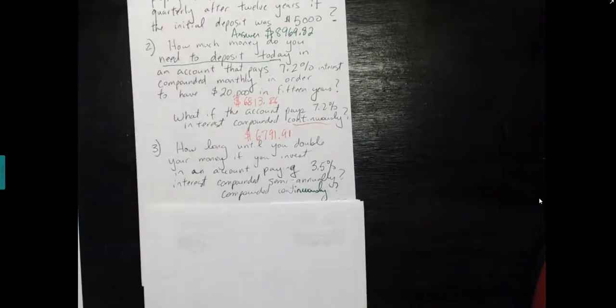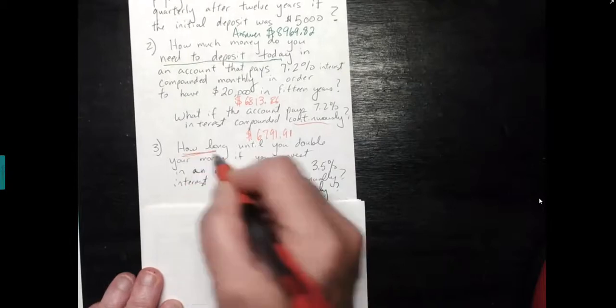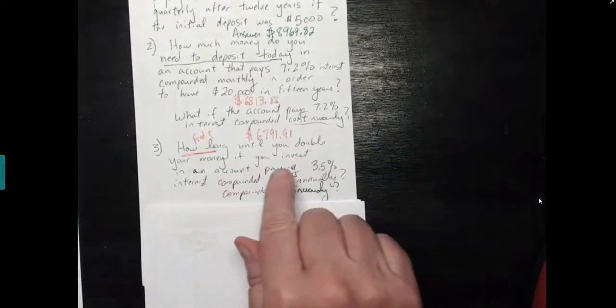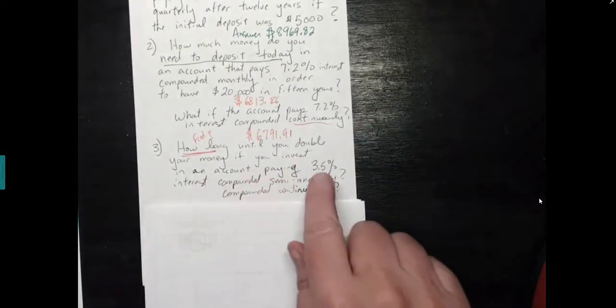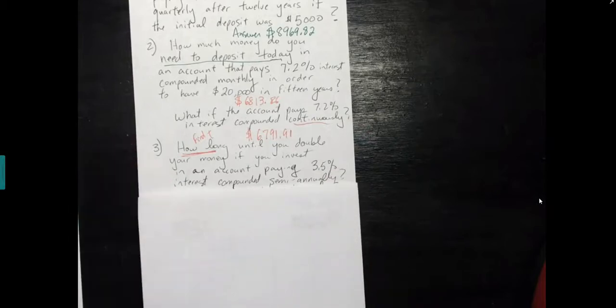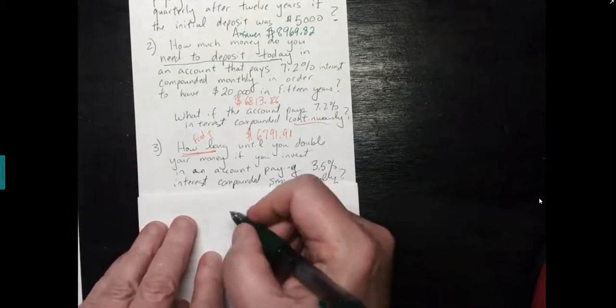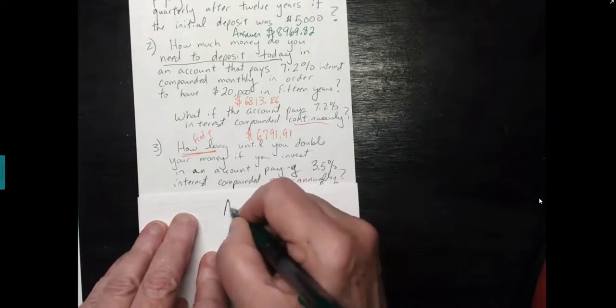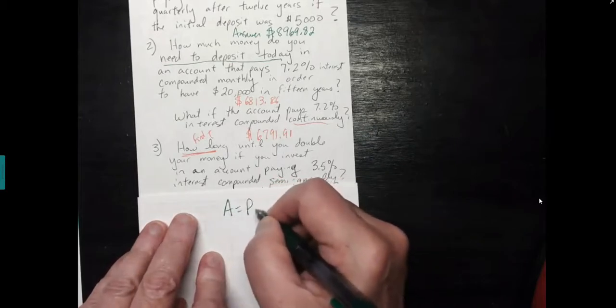Okay, let's look at this third part. How long? Whenever you see the words how long, it means you have to find T, time. How long until you double your money if you invested in an account paying 3.5% interest compounded semi-annually? For that one, semi-annually, we're going to use this formula.